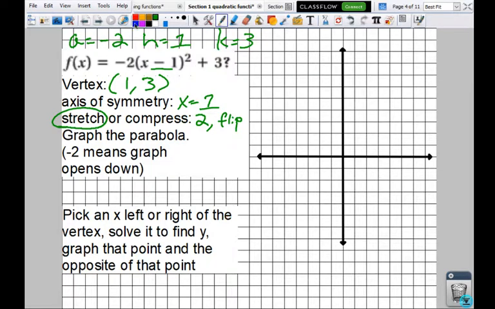First thing I'm going to do is take my vertex and put a dot for my vertex at (1, 3). I'm going to go right 1, up 1, 2, 3, and put a dot. That's my vertex.